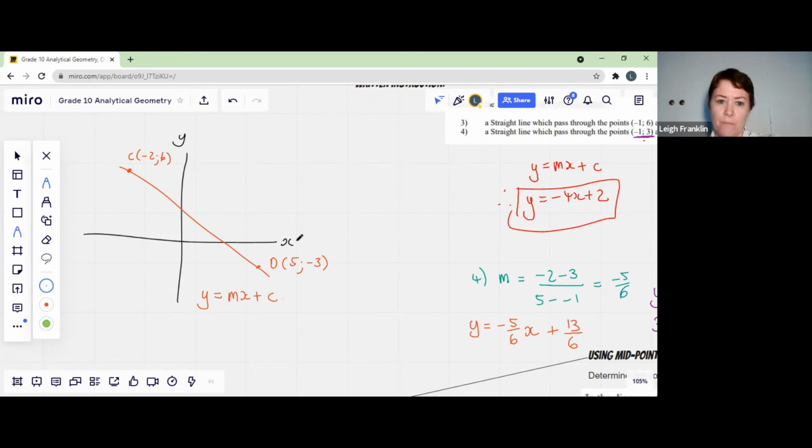So, Nosisa, the first thing that I want you to do is use the gradient formula, and work out the gradient of line CD. Okay, we'll just do it in steps. So here's the gradient formula. Remember, gradient formula is change in y over change in x.